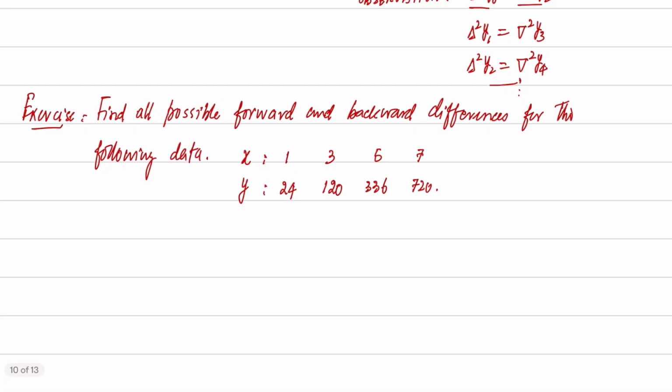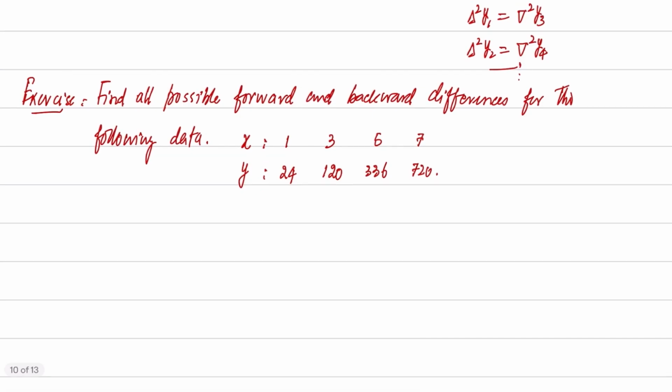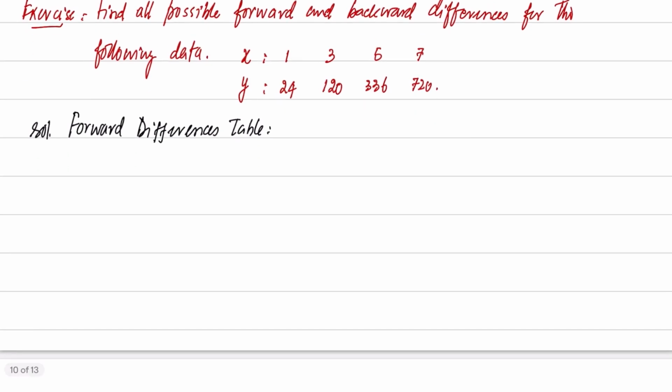By all possible we mean we will first find the first forward difference and second forward difference and so on, and see what will be the highest order forward differences that we can compute. Okay, solution for this: we will just form a table, the forward differences table, and we will form the table like this.